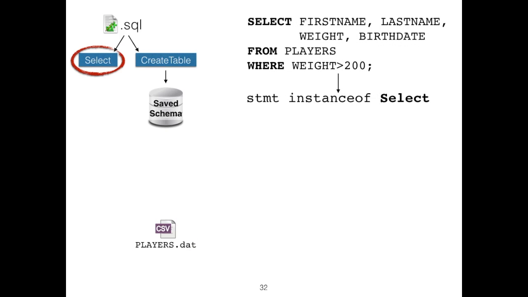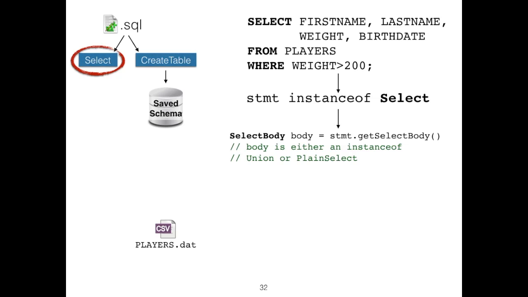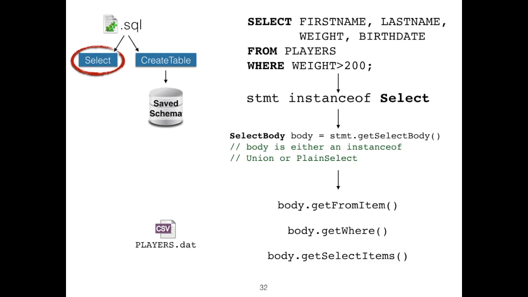Now, the other possibility, when you get a statement, is that it is a select statement. If it is a select statement, then you will either get a union or a plain select. We went through this process 2 classes ago. Go through this whole conversion process. You'll get a relational algebra parse tree by calling the appropriate methods.